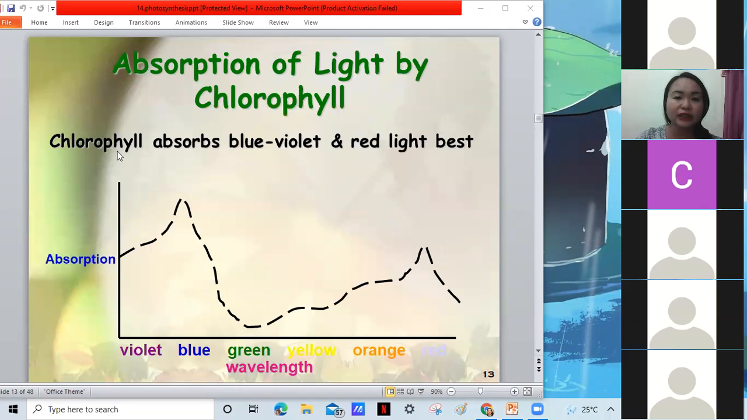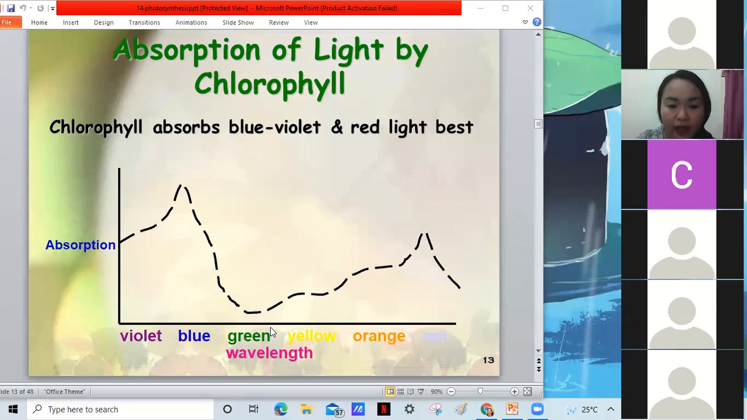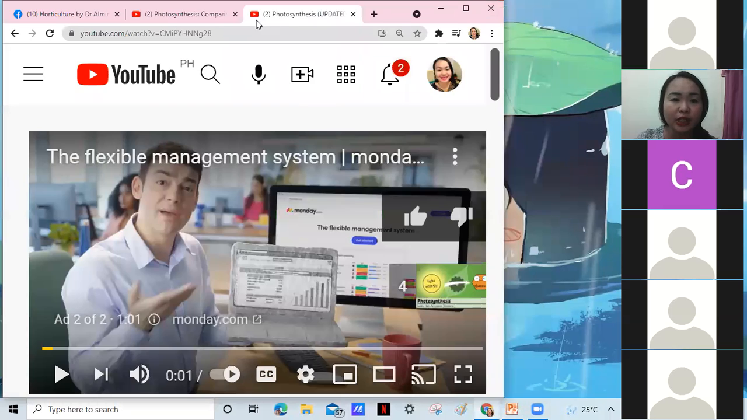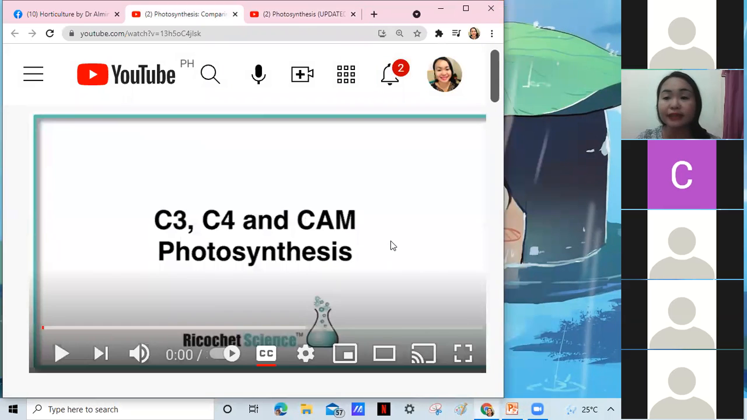So the absorption of light by chlorophyll, as shown here on the figure, mostly chlorophyll absorbs the blue, violet, red light, no? So as you can see, yung blue, violet are very high than the green, and also the yellow and orange is greater than the green. Kaya ang tingin natin sa mga leaves are green. Now, before we answer this question, let's watch another video showing the different types of plants based on photosynthesis, no? Yung types based on photosynthesis.